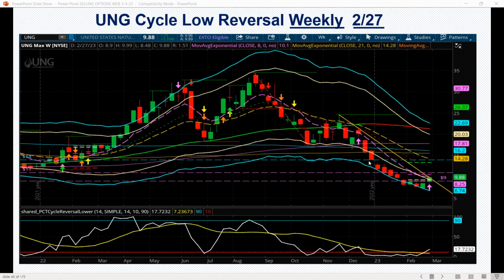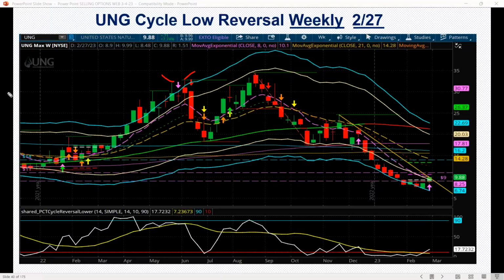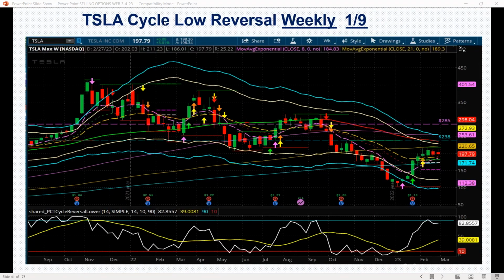That's a good example to illustrate what happens when things get too overdone to the downside and too stretched. You get exhaustion of sellers, and then finally that reverses, or you get an exhaustion of buyers, as in this example right here. Natural gas had a huge run up, but then finally ran out of buyers, so exhausted and came back down. So it's been a great tool for showing us when it's time to buy or sell. So that's another example, UNG, and then here's one of Tesla.